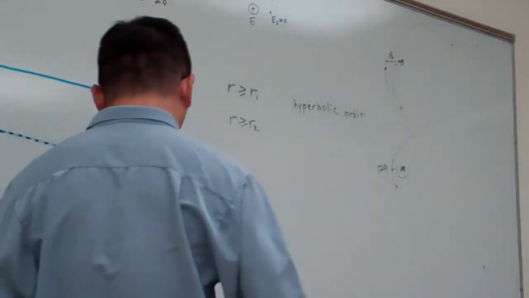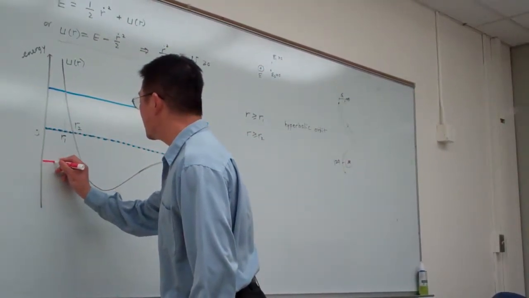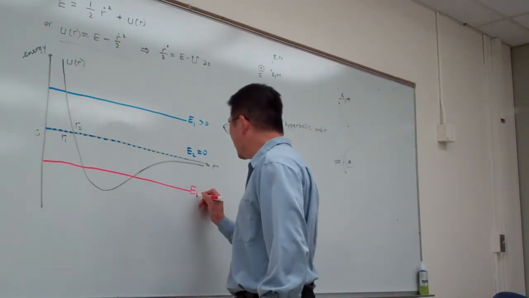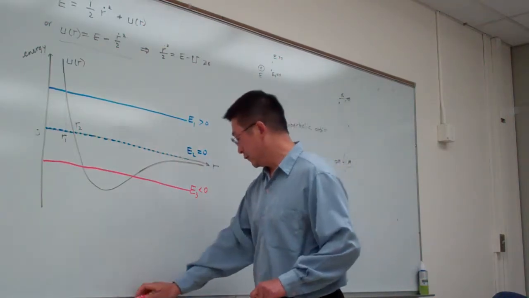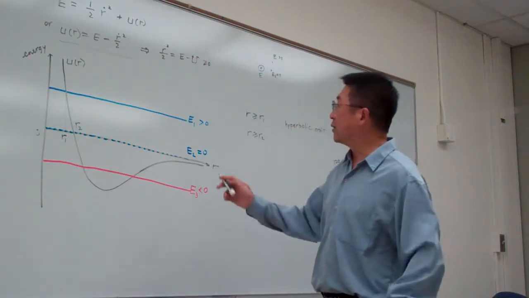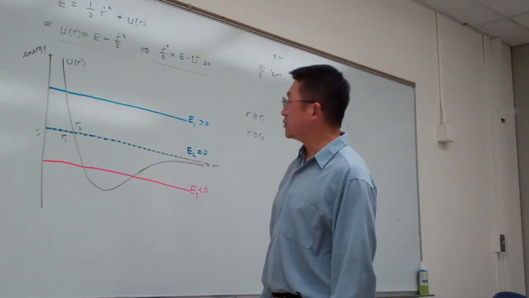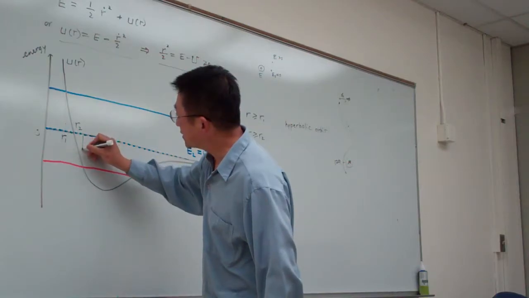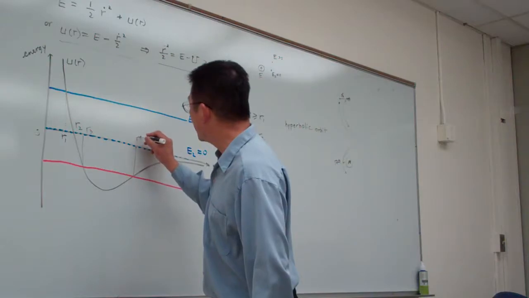Okay, and then the next one, I'm going to change colors, and the color is for negative. So this is the one. The third option we can choose is another value, E3, which is negative. Under these situations, again, we have to make sure this is satisfied, which means the value of E is always larger than the value of U. So let me designate this as R3, and this as R4.